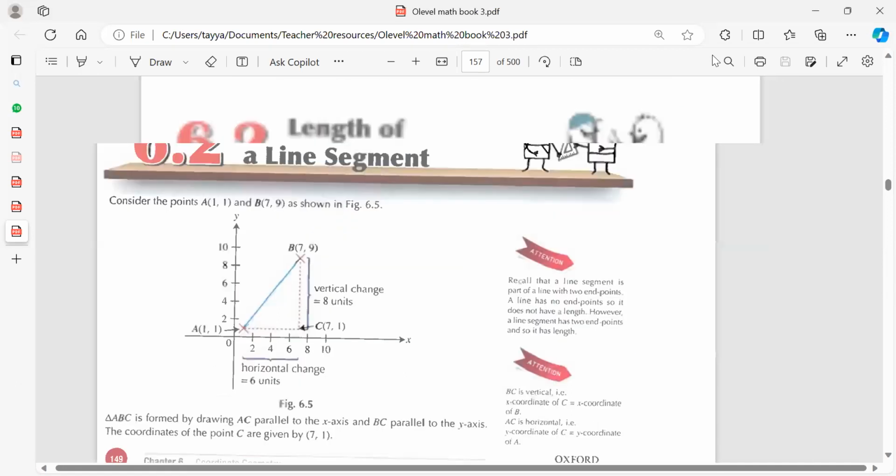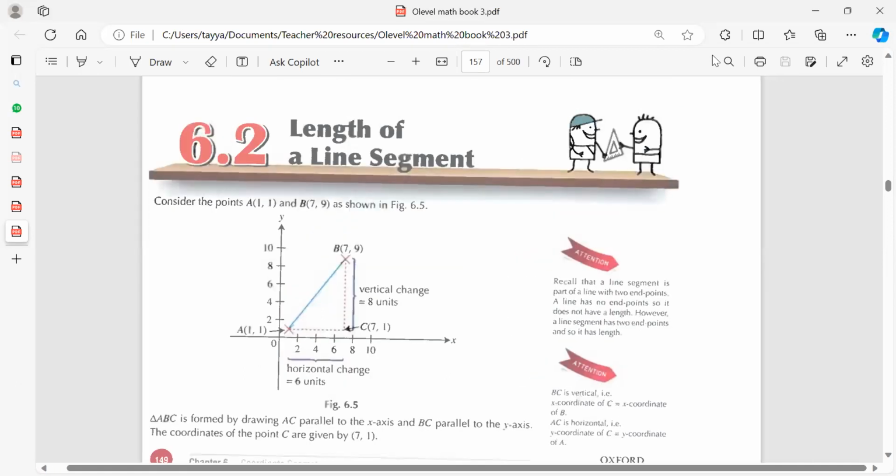Our 6.2 topic: length of a line segment. We have to find the length of this line. These are two points A and B in the XY plane. This is A and this one is B. The coordinates of A are (1, 1) and B are (7, 9).